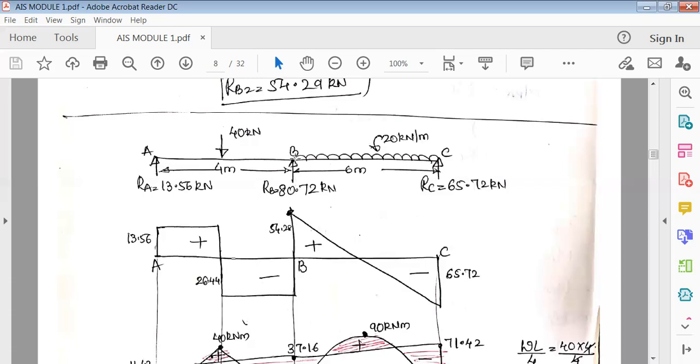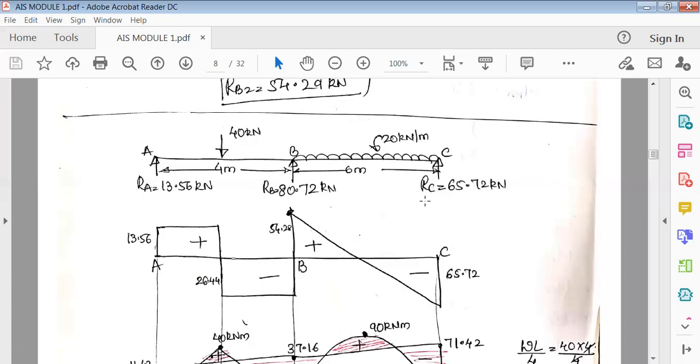Okay. Now there is a UDL. So it is now 54.28. Because it's a UDL, it is trying to act downward. So it is 54.28 plus 20 into 6, to multiply the load into the complete length. So it is 20 into 6. Okay, so straight away it changes from plus to minus. So you have to draw this line like this, from plus to minus. So it is now minus 65.72.